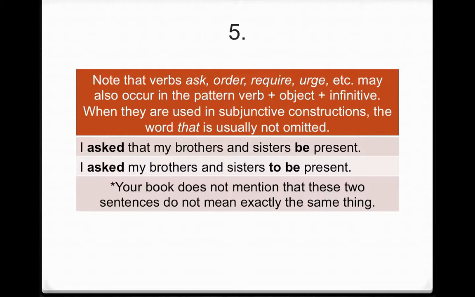When I say I asked that my brothers and sisters be present, it's not clear who I was talking to. Did I ask my brothers and sisters to be present? Did I ask my parents that my brothers and sisters be present? Who was I talking to when I made this request? Is not clear in the first sentence. It is clear in the second sentence. I asked my brothers and sisters to be present. It's clear that I was talking to my brothers and sisters, and I asked them to come.